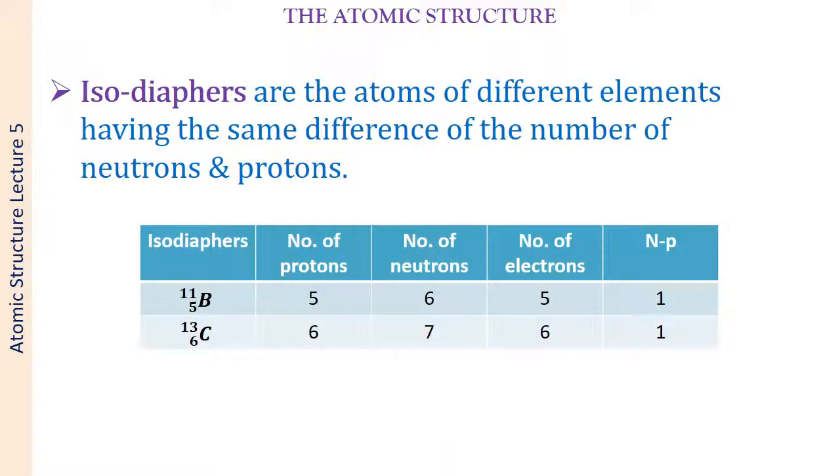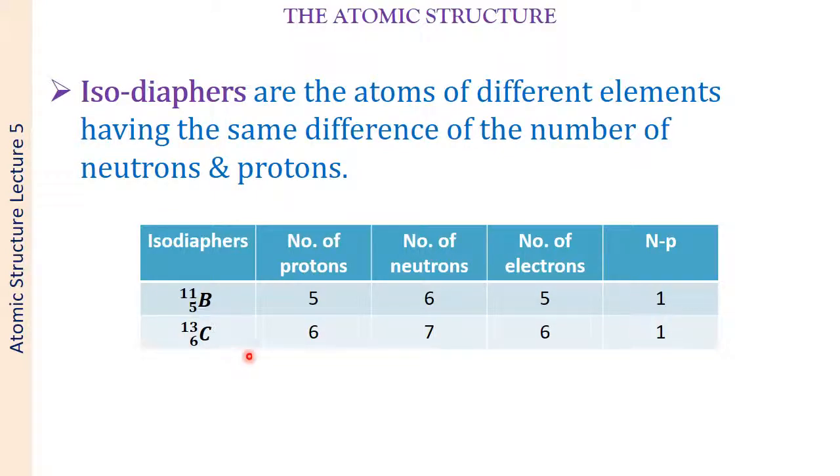Then the next term we have is isodiaphers. Now what are isodiaphers? They are the atoms of different elements having the same difference of number of neutrons and protons. For example, we have boron and carbon. So boron has 5 protons, it has 6 neutrons, and the number of electrons, equal to the number of protons, is 5. Now if you see N minus P, that is the neutrons minus the protons, this is coming up to 1.